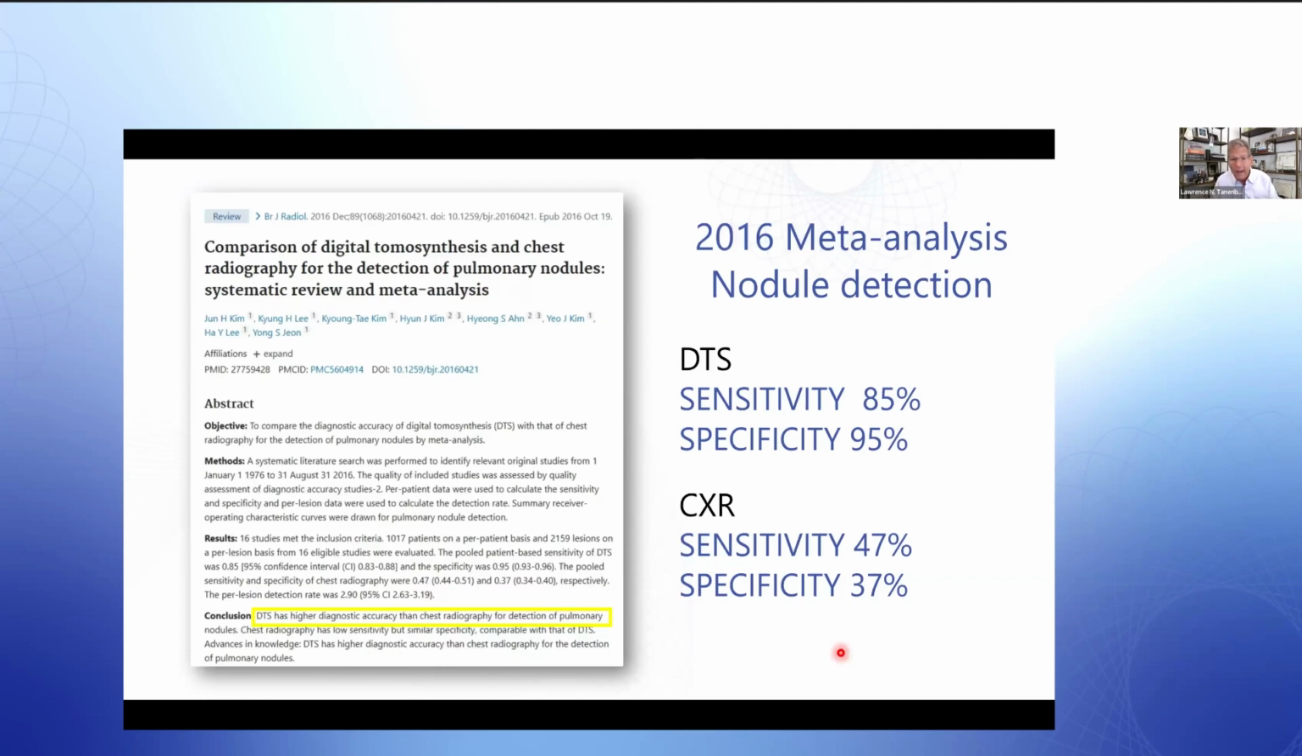It turns out that in 2016, there was a meta-analysis of the available literature done looking at the ability of tomosynthesis to detect lung nodules of relevance and comparing those to what a CT would be. And you can see in this case, the sensitivity and specificity of tomosynthesis was way beyond what a chest X-ray could do. So really reinforcing that adding tomosynthesis is in the patient's best interest, offering substantial value and more patient-centered care.